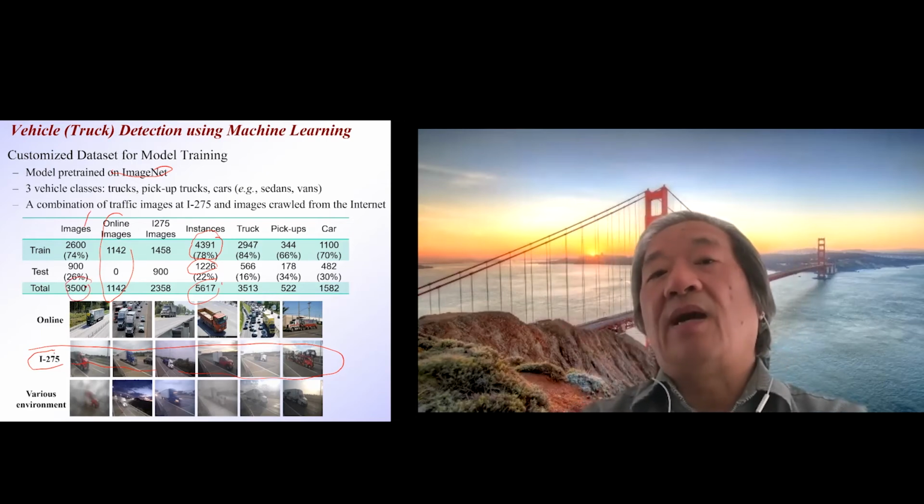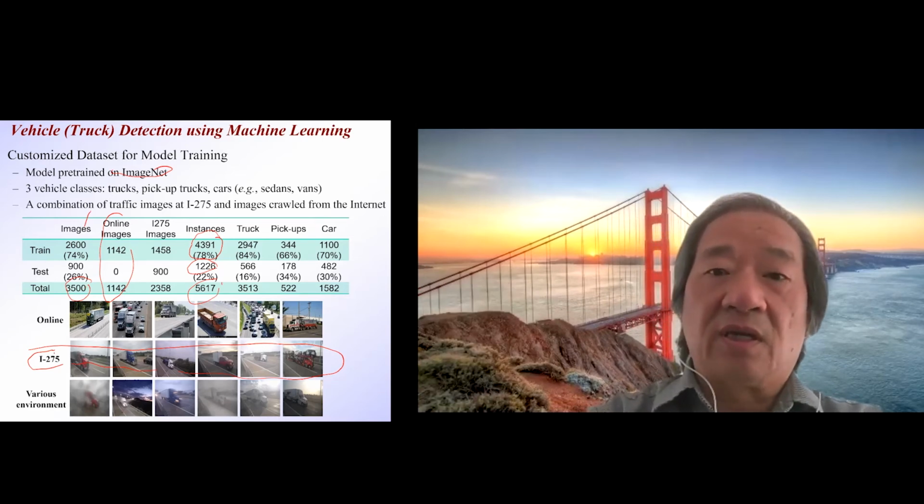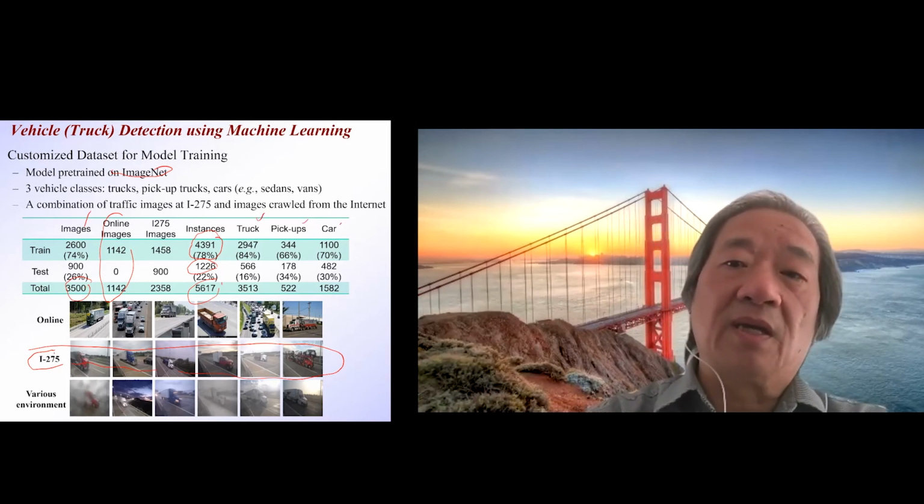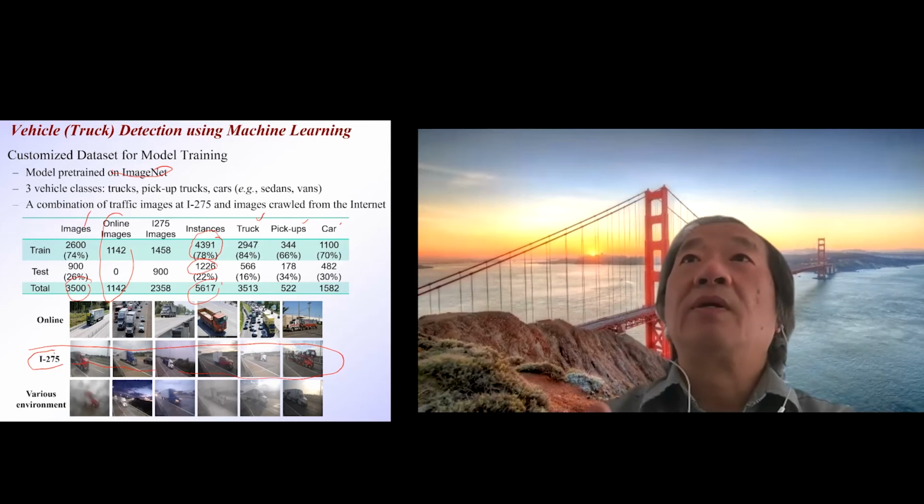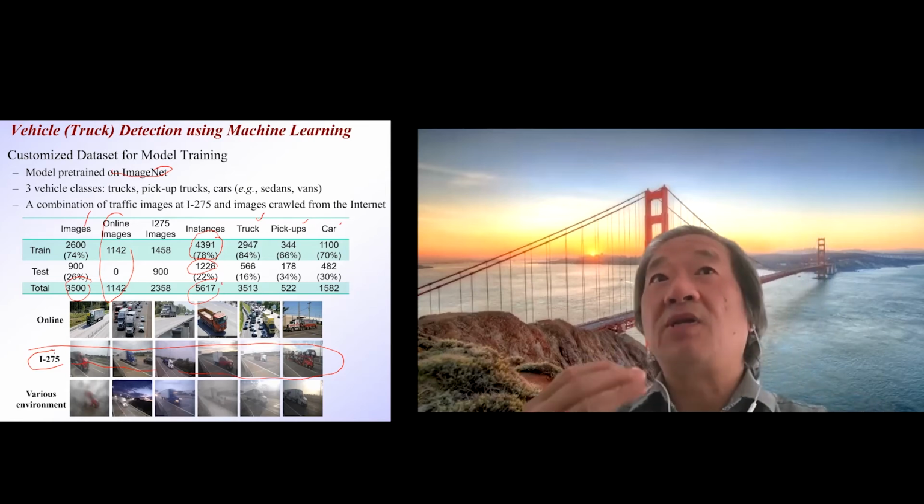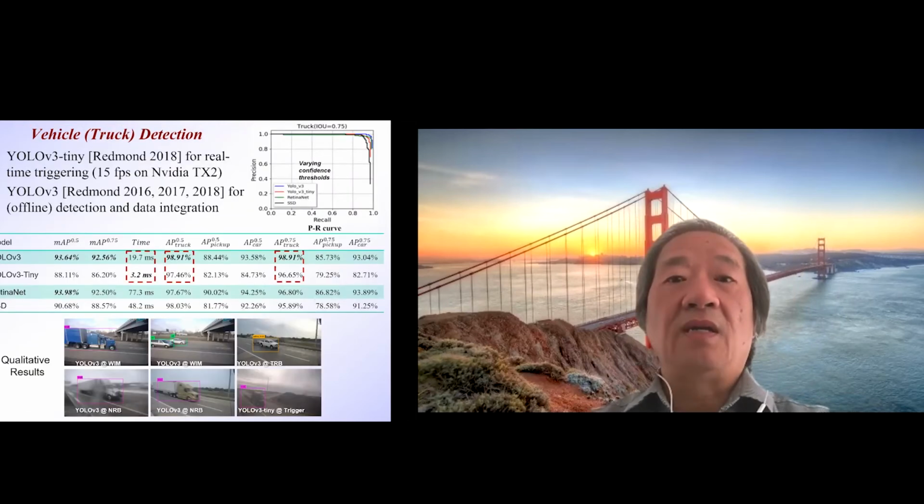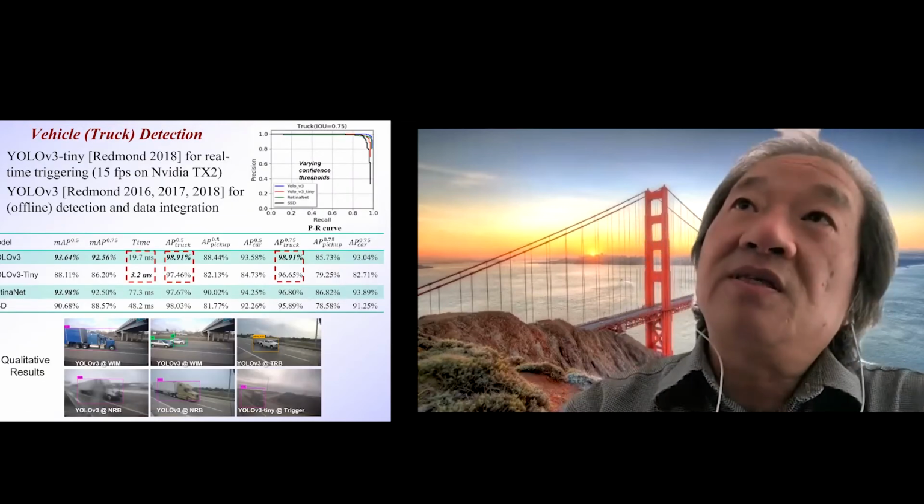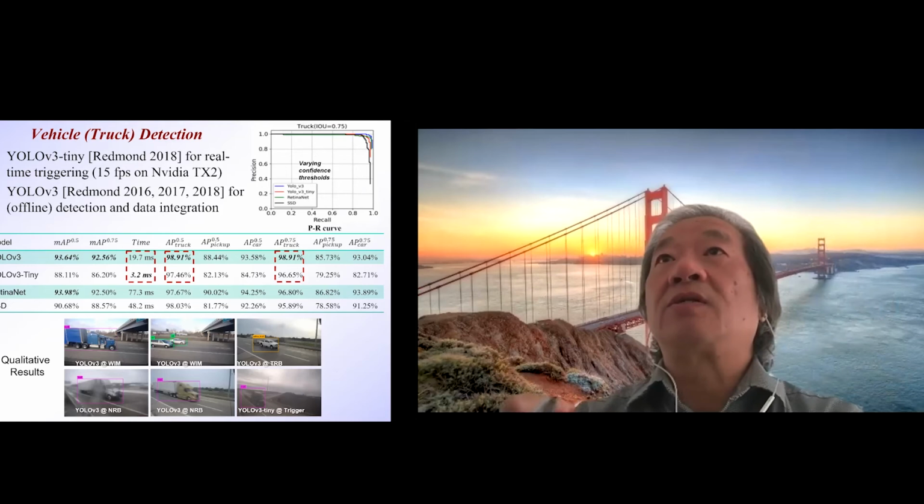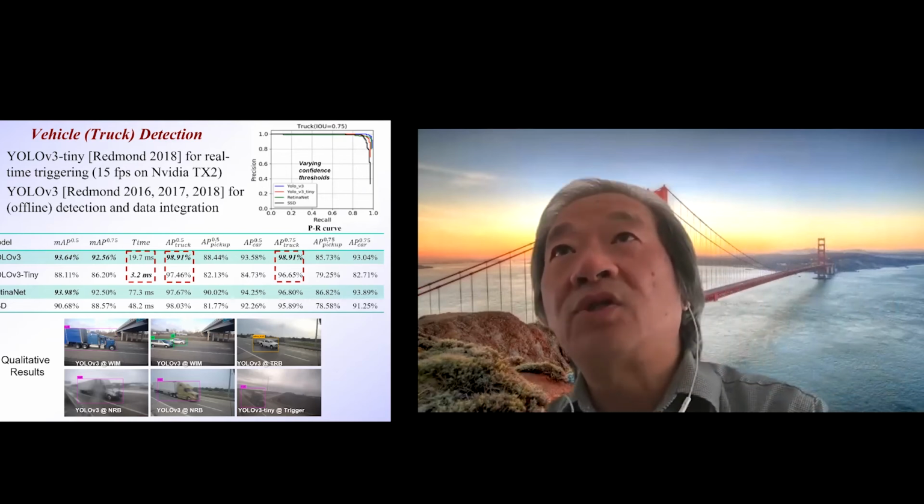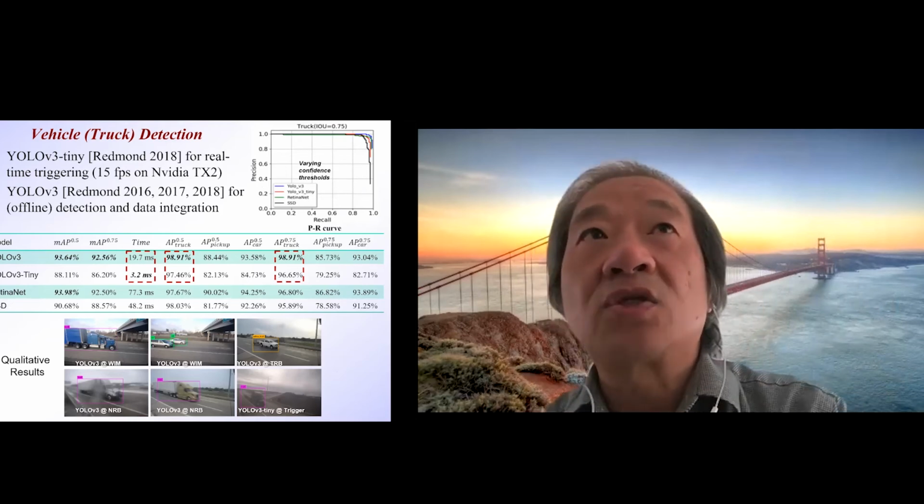But we're using 3 classes just to make sure we distinguish them: truck, pickup, and car. Okay, so we're collecting data, labeling a few of them, not all of the data, and then we run through it. We want something real time. We want to trigger, so it means that we have to have a real-time triggering system. So say, here's a truck.